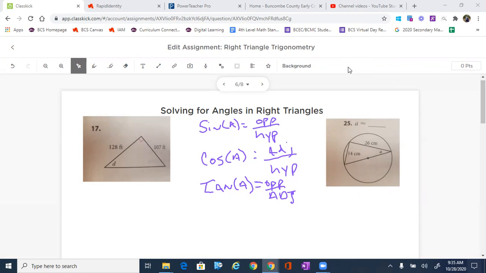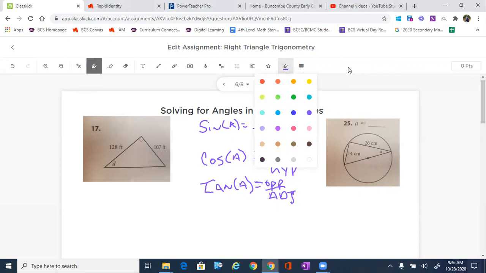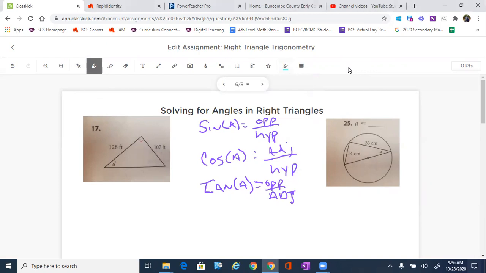The first thing I always do, anytime I do a right triangle trig problem, is I automatically start shading. So I find what I'm looking for. I find an angle, and in this case, we are looking for an angle, and I'm going to shade that angle. Once I have that angle shaded, that just helps me indicate where I am going to start. After that, I start labeling all my sides.